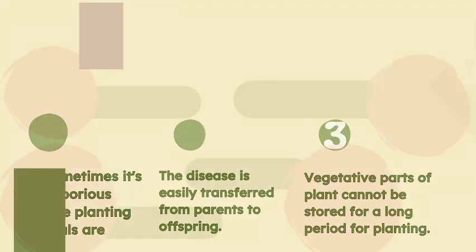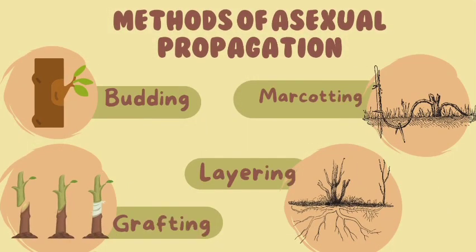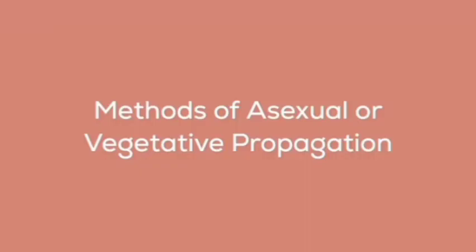Now let's move to the methods of asexual propagation. We have budding, we have marcotting, we have layering, we have grafting, and others. Alright scholars, the next video you want to watch is on budding, so sit down and learn more. I will discuss them one after the other, but in this lesson I will state them, then I will be discussing just one in this lesson.